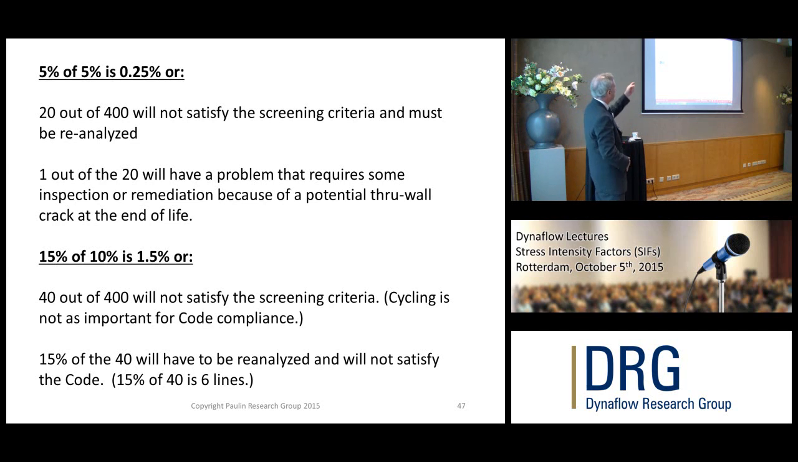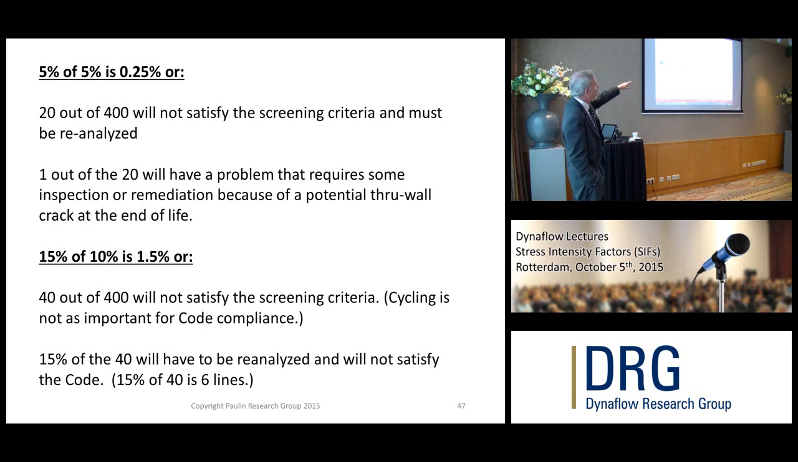So then 1 out of the 20 will have a problem. So if you start with 400 ISOs in an average piping system, what's going to happen is one of those is a little time bomb that's going to cause a problem, or have a 50% chance of failing at the end of life, a through-wall crack at the end of life. So not very many. But is 1 out of 400 too many? I mean, somebody's just got to answer that question.